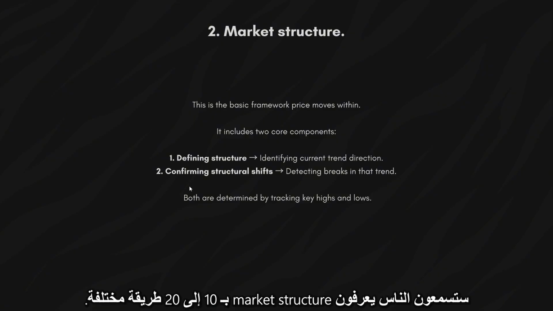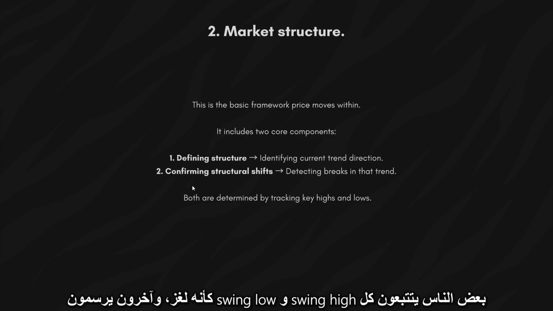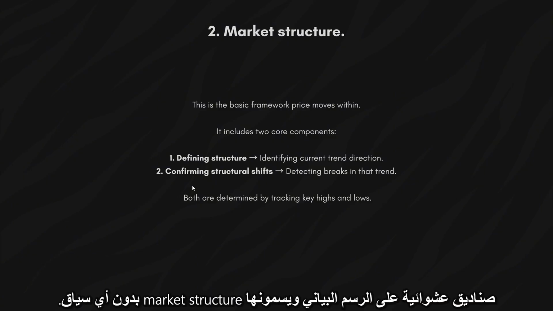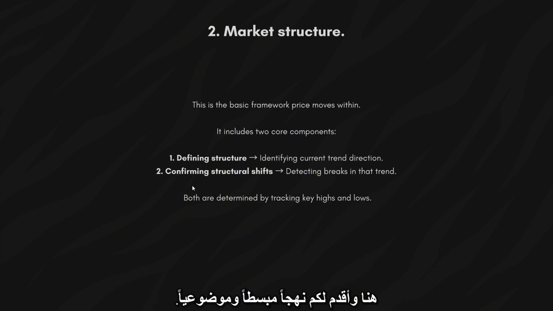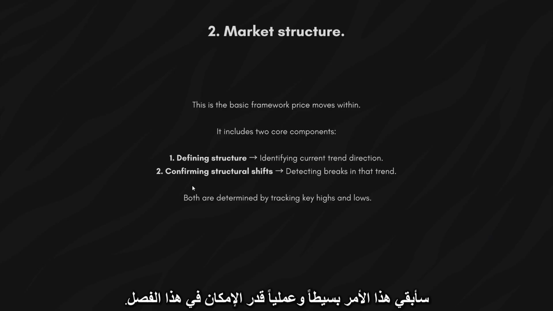You'll hear people define market structure in 10 to 20 different ways. Some people are tracking every single swing and high like a puzzle, and others are drawing random boxes on the chart and calling them market structure with zero context. I'm not trying to trash anyone's approach, but I'm going to make things clear for you here and give you a simplistic and objective approach. I'm going to keep this as simple and as practical as possible within this chapter.